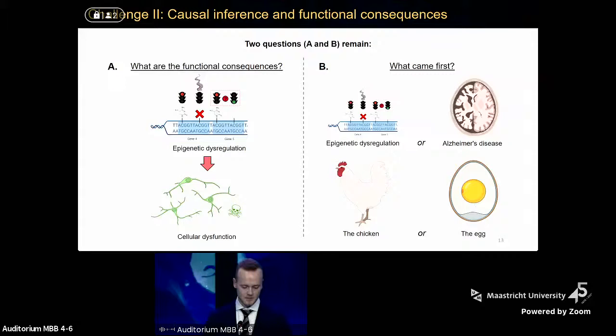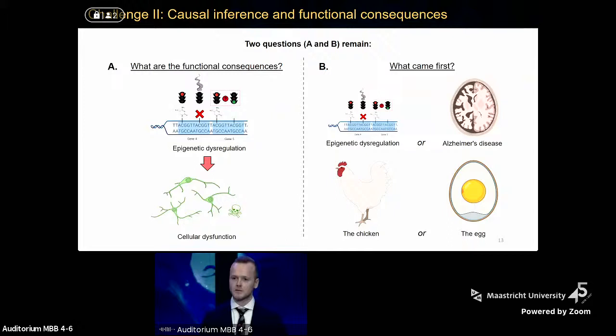The second question that remains is what came first? Is it the epigenetic dysregulation or is it the Alzheimer's disease? Which is basically the same as the story of the chicken and the egg. So although we find changes in this TNXB gene, it's important to realize that we only analyzed these modifications at the point where the patient had already passed away.